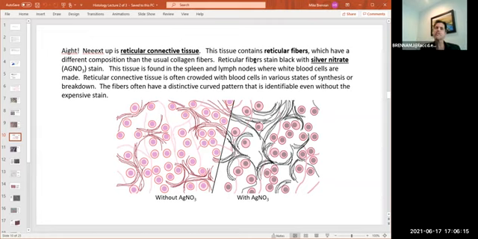So we find this stuff in the spleen and lymph nodes. That's where various types of white blood cells, or leukocytes, lymphocytes, are made. Oftentimes these reticular fibers form these little curving formations. You see these little short arcs and curves and sweeps. Without silver nitrate, they're going to stain a darker red. With silver nitrate, straight up black.